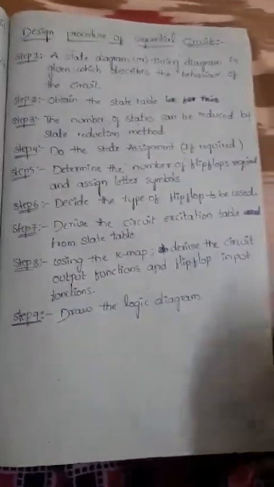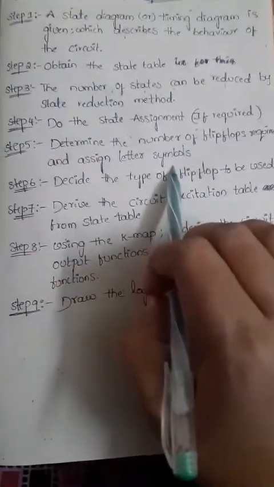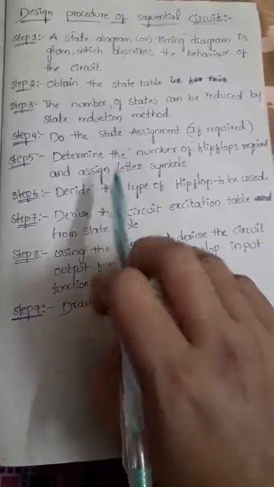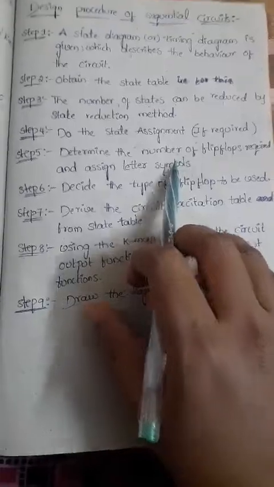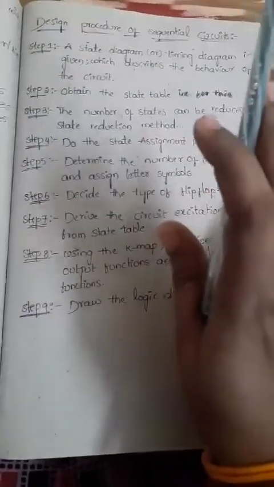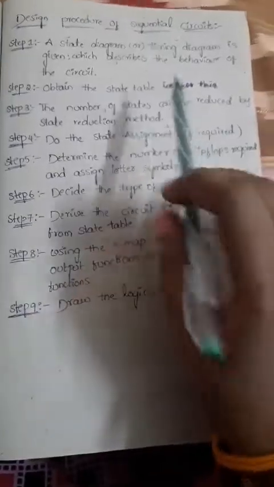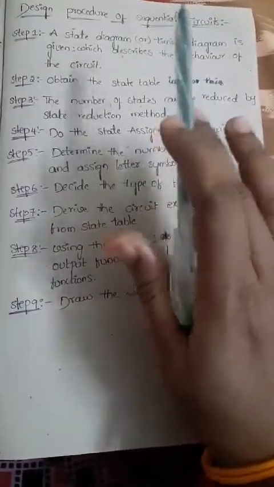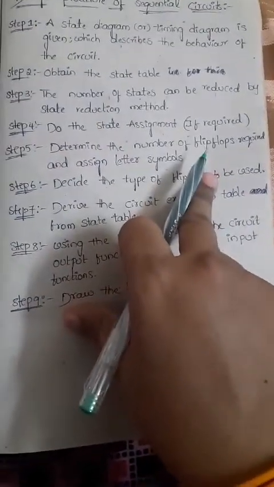Now coming to step 5: determine the number of flip-flops required and assign letter symbols. How many flip-flops will be required for designing the sequential circuit, we know from the state table only. It depends on the state table: in the state table we have the present state, and how many variables it consists of decides the number of flip-flops.